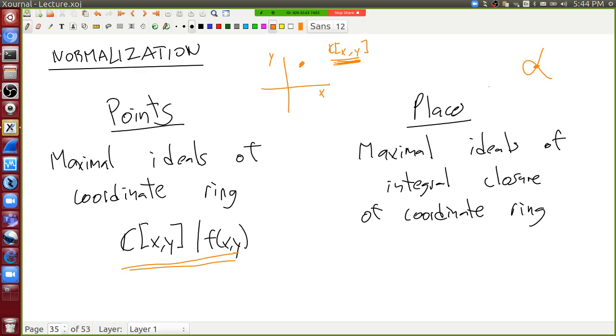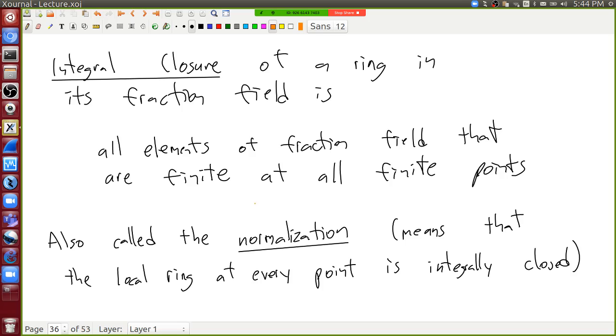And what we found is that the places are in one-to-one correspondence with the maximal ideals of the integral closure of the coordinate ring. That's what we're going for. We want the integral closure, which is called the normalization. And what is the integral closure? It's all elements of the fraction field that are finite at all finite points.